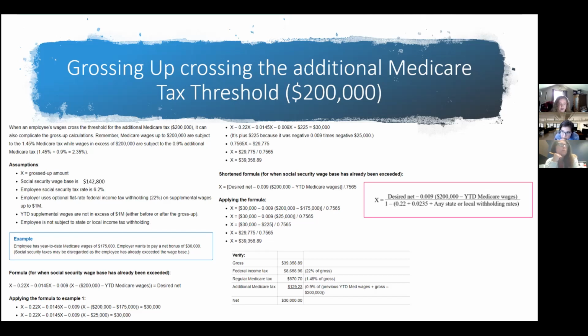So if we look at the verification, we came out with an answer of $39,358.89. If we take 22% of that, we get our federal income tax. If we take 1.45%, we get our regular Medicare. If we take 0.9% of only the amount that went over $200,000, then we get $129.23. And if you take your gross and subtract all those taxes, you do in fact get $30,000 net.